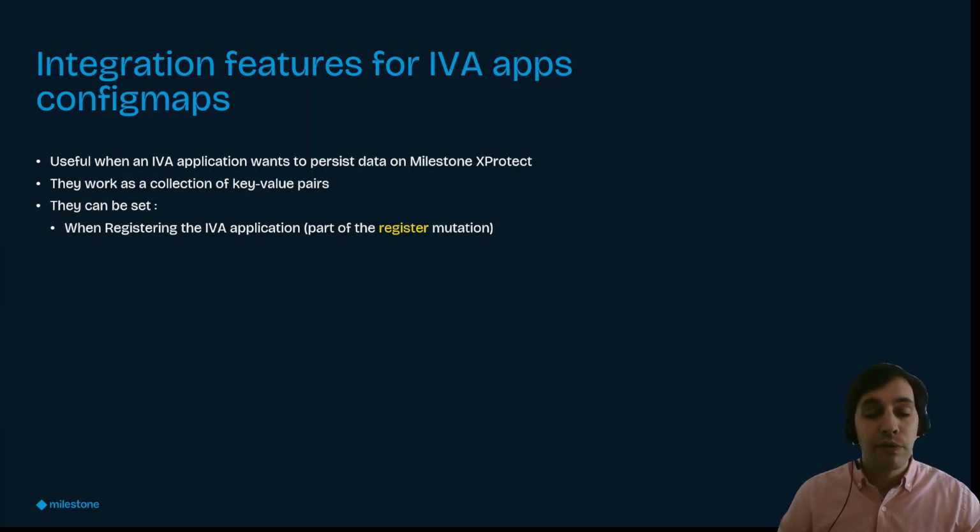Now let's take a look at how an IVA application can update, add, or even delete config maps at runtime. To achieve that, there is an update config map mutation defined. So let's see how it works.